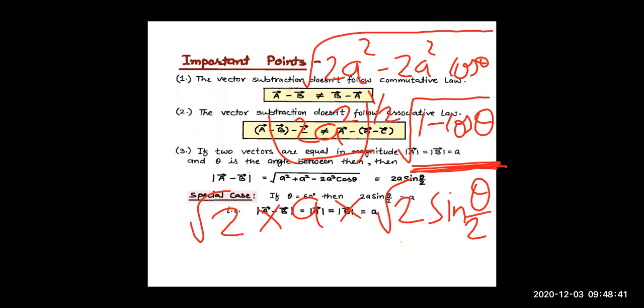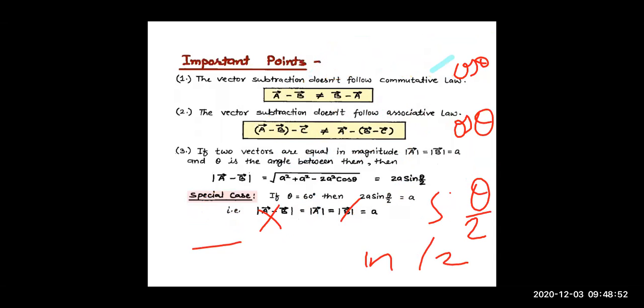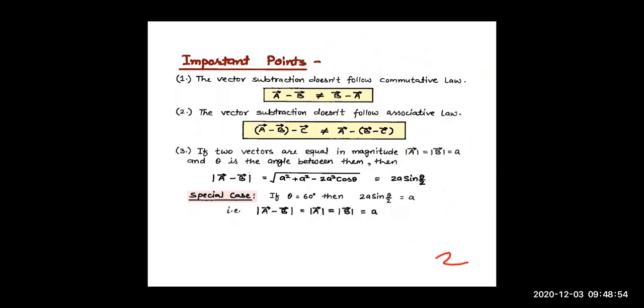This root 2 and root 2 will become 2, so you will have 2a sin theta by 2. So this has come like this. Your final result, if you have two vectors of equal magnitude, is that the subtraction magnitude will be 2a sin theta by 2. Here we have a special case, that is if theta is 60. We know sin 60 is half, so 2 will get cancelled and we are left with a. So A minus B will give you the magnitude a.